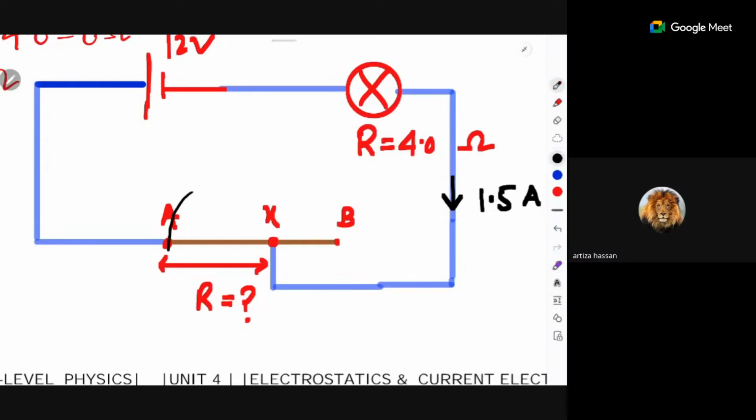That is, the length which is included in the circuit. This one. So the total length from this point to this point is 100 centimeter. But the length which is involved in this resistance is this much. So this is your 80 centimeter. Is this clear?